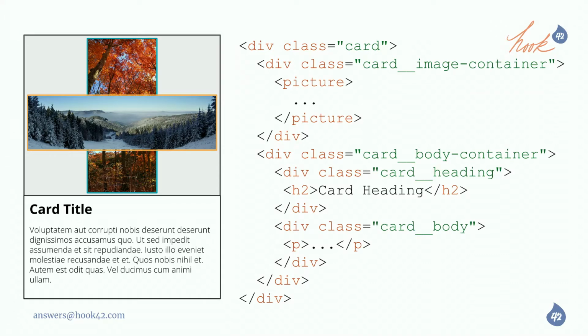So this is what some of the markup actually ends up looking like. You just have what I think is a pretty conventional markup for a card. You have the heading, the body, and an actual image container with the picture tag, and then in there you have all your image sources.